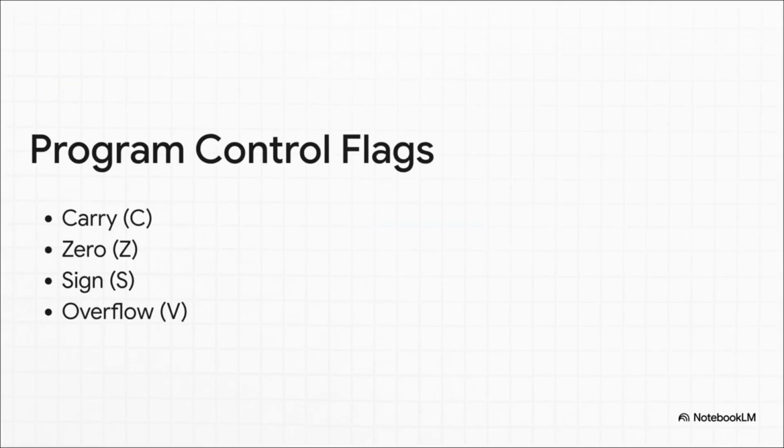And as the CPU runs all these calculations, it constantly needs to make decisions. It does this using program control flags that sit inside a status register. Like, did the last math operation result in a 0? Boom, the Z flag flips on. Did it result in a negative number? The sign flag flips. Was there a carryout or an overflow? These flags are essentially condition codes. They allow a program to branch and make logical choices, like, hey, if the result of that last operation is 0, jump to this entirely new section of code.